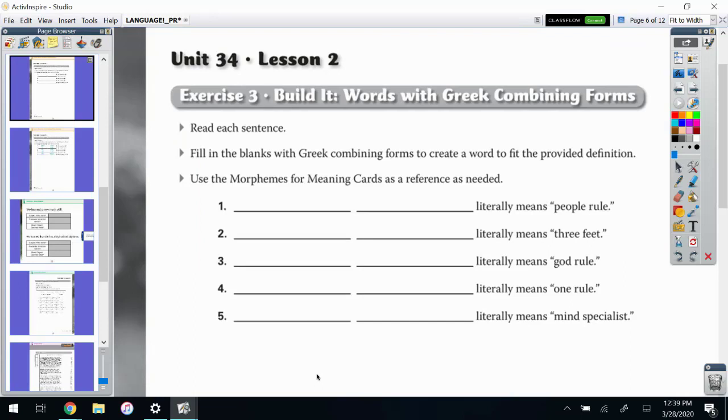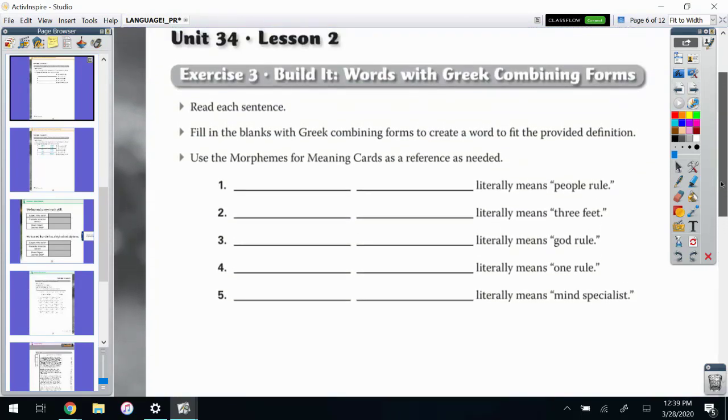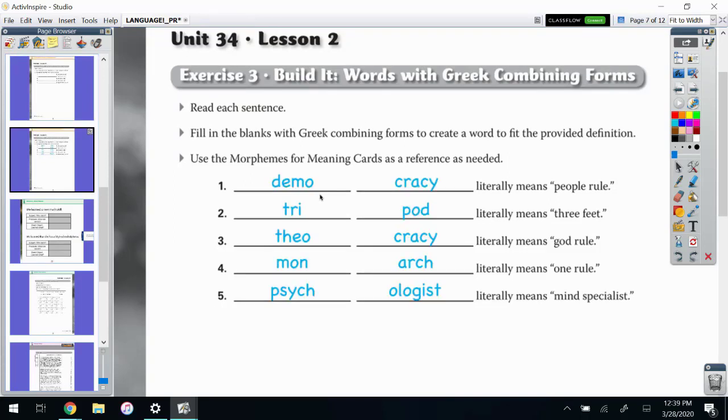See if you can build some words with Greek combining forms on page 120 of your interactive text. Pause the video, and when you're done, come back and we'll check these. So let's look at these.